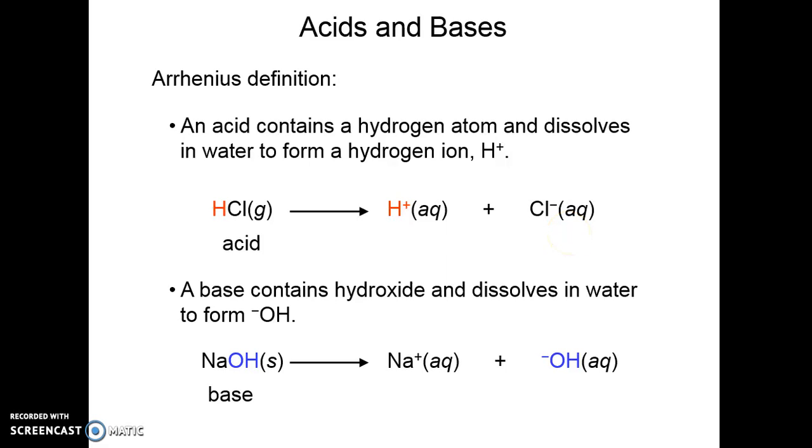In a previous chapter, we learned about electrolytes. When electrolytes are put into water, they make ions. And we said that electrolytes were acids and salts, or ionic compounds. Well, acids and bases are electrolytes, and we're going to look at them in this chapter.